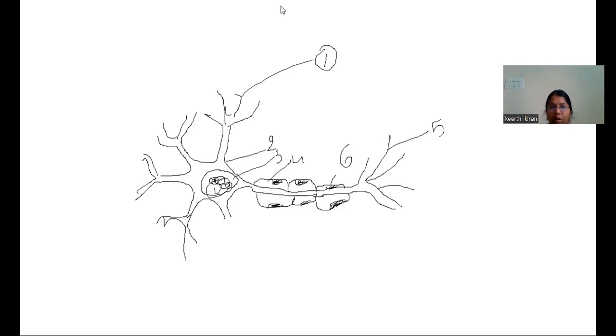The sixth one. Okay. Now I'm going to write here. The first one is the dendrites. Okay, it's the dendrites. Now, what is the second one? It is the soma. Okay, it's the soma. Right. Which is the third one?